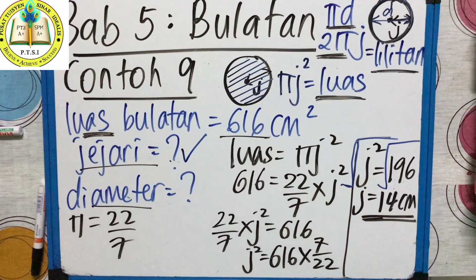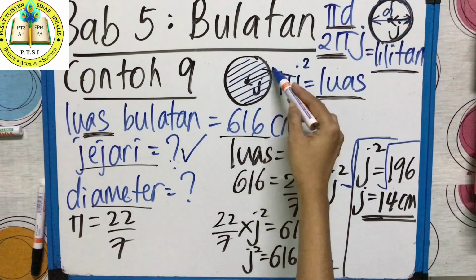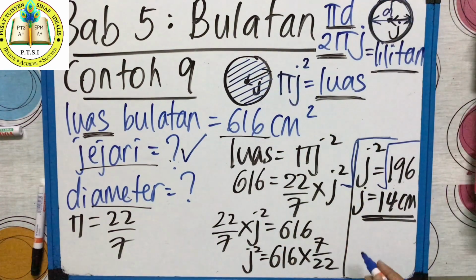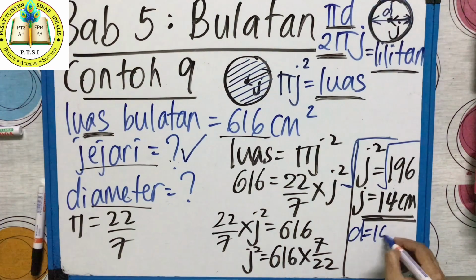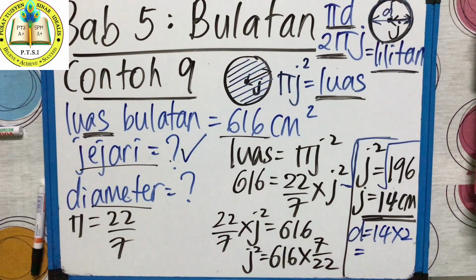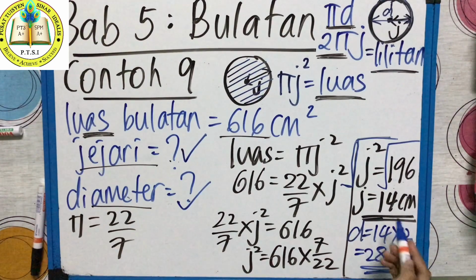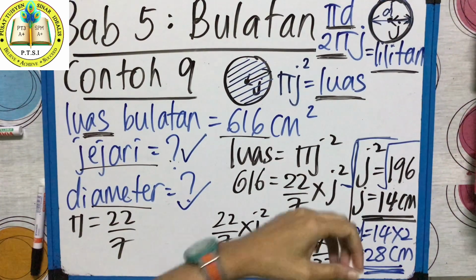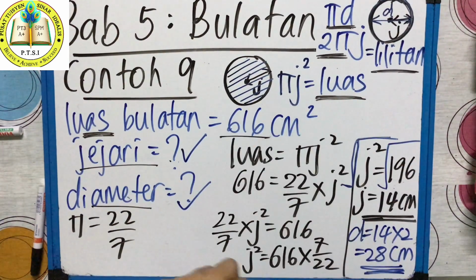How to get diameter? Teacher told you jejari is half, 14 cm. Diameter means full. So what are you supposed to do to get diameter? 14 kali 2. Kamu dapat berapa? 28 cm. So diameter is 28 cm. Yang ini jejari, yang ini diameter. Radius and diameter. Remember radius is half, diameter is full. So if you want to get diameter, the jejari answer you times by 2.